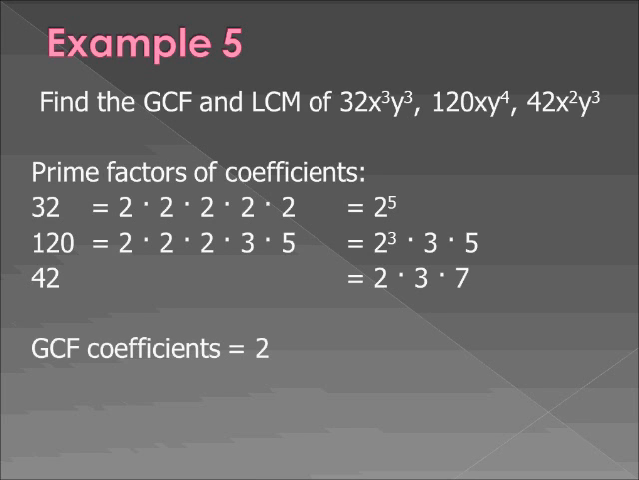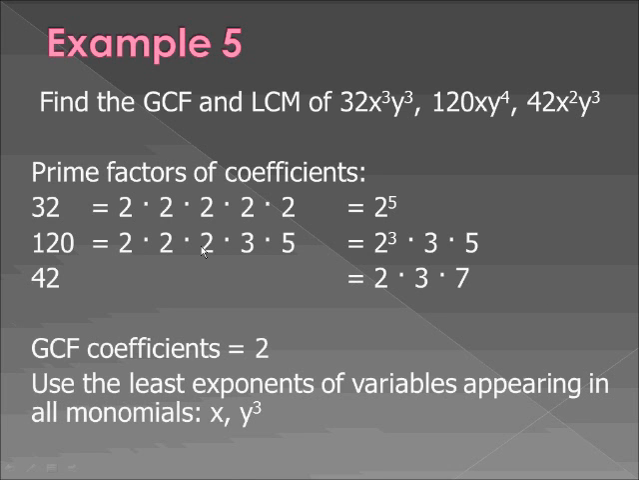Now, to find the GCF coefficients in common, the only prime factor they have in common is 2. 32 only has 2, so no 3s, no 5s, no 7s. So the only factor common to all 3 is 2. From there, we take the 2 with the smallest exponent. So our greatest common factor is 2.